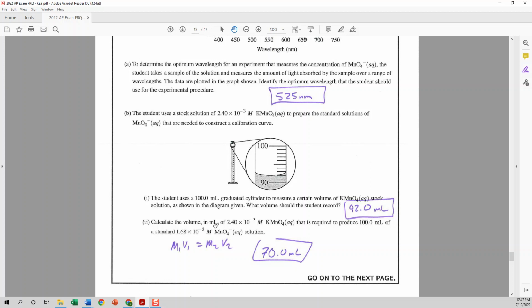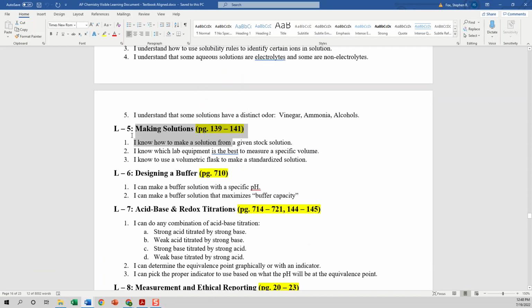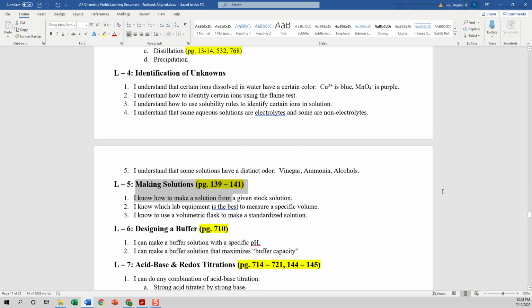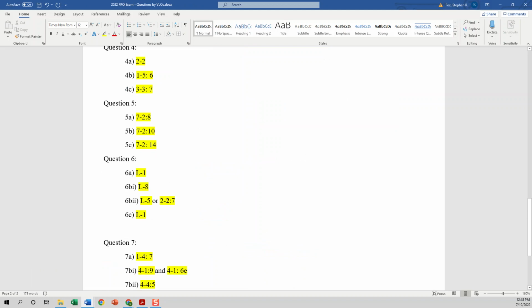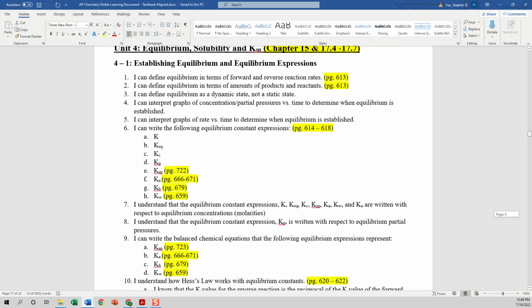All right. So calculate the volume in milliliters of 2.4 times 10 to the negative 3 molar potassium permanganate that is required to produce 100 milliliters of a standardized solution. So this is using our dilution equation. And if you look at our visible learning objectives, it's how to make a standardized solution. So that's why on this sheet here, I said it's L-5, but it's also understanding the dilution process, which is 2-27. So let's go up to 2-27.